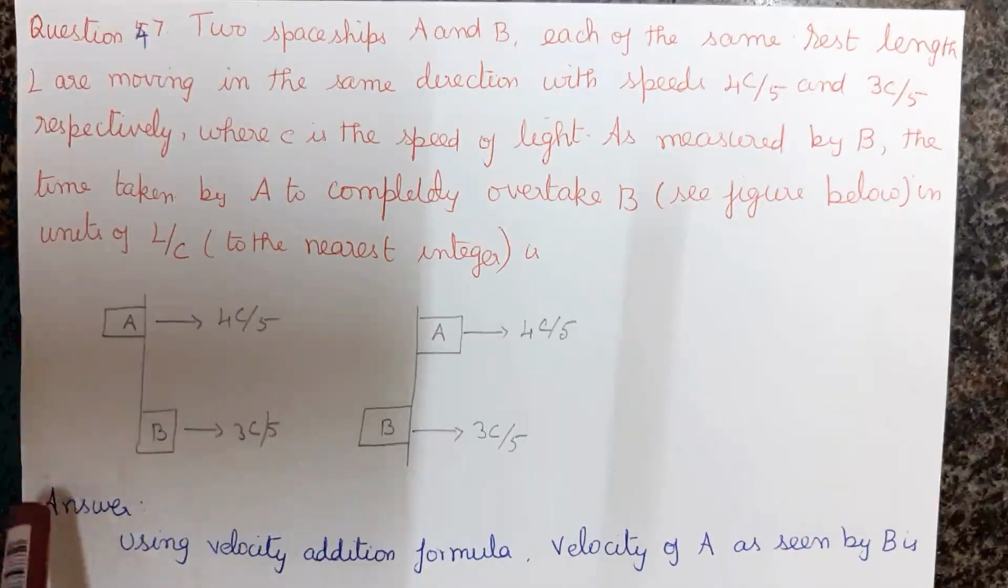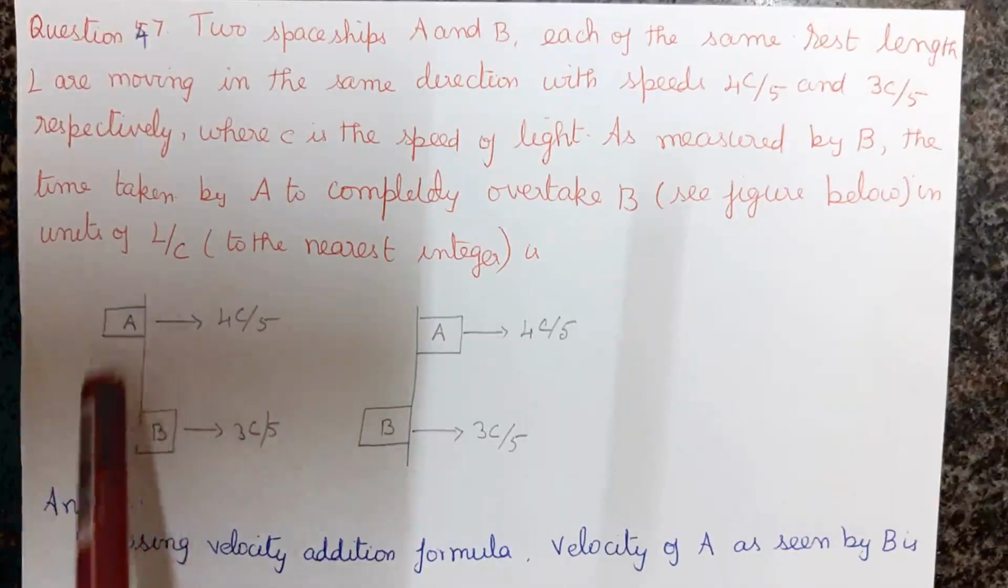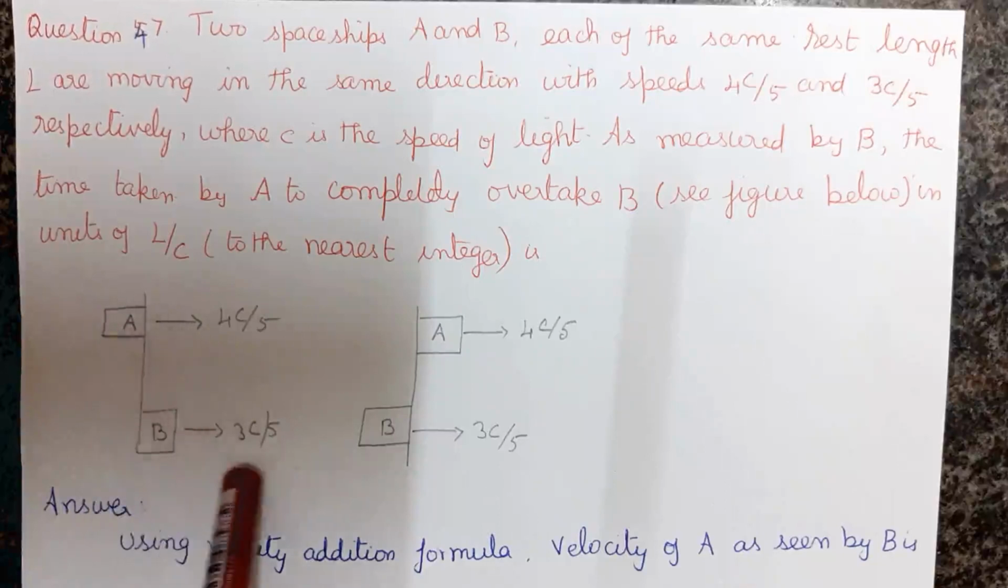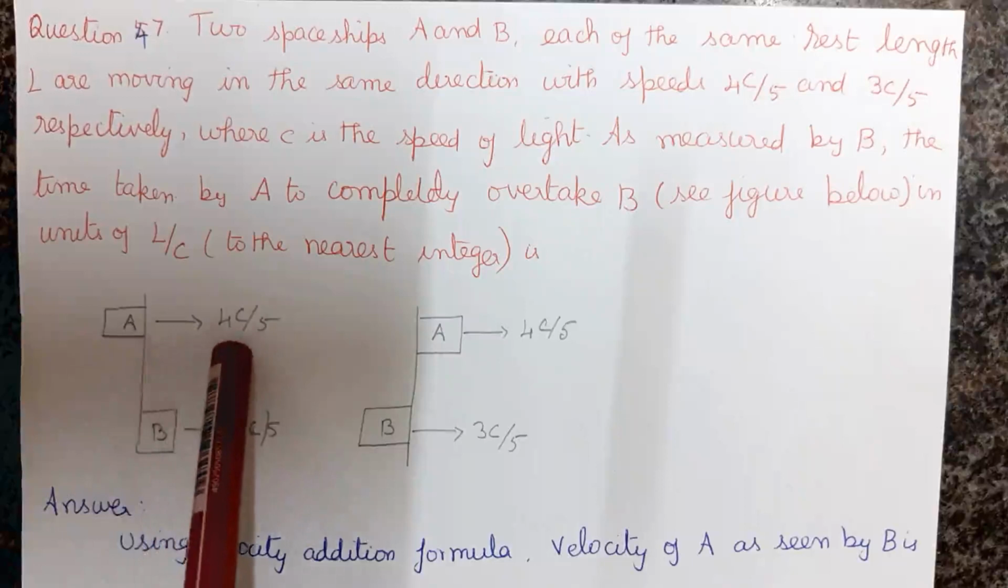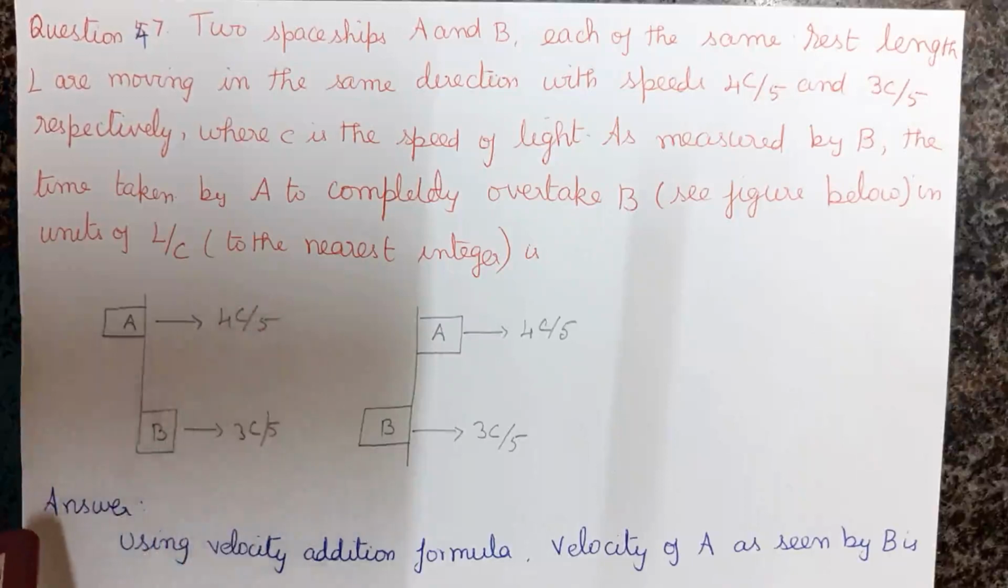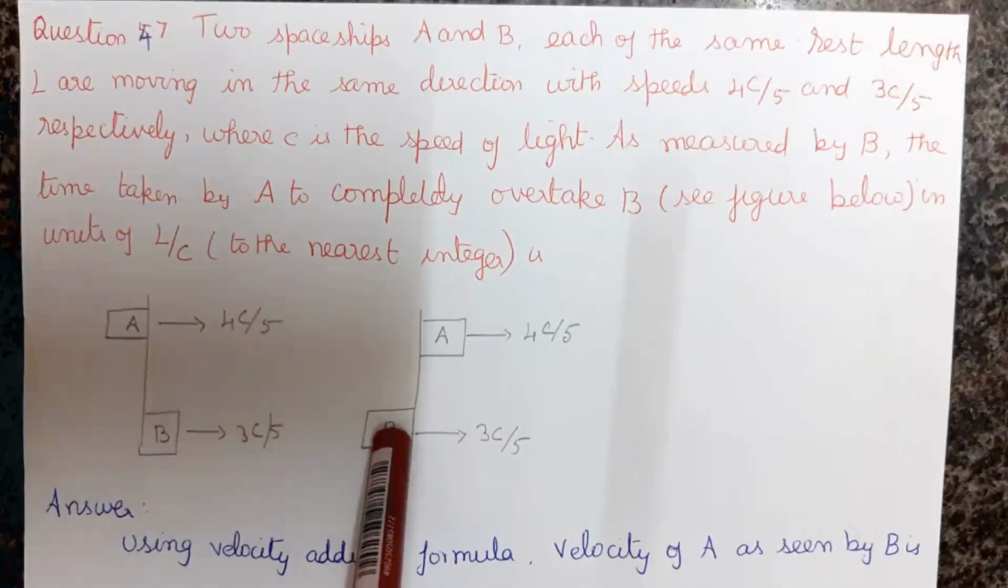So in the question they have given two spaceships A and B. B is moving with the velocity 3c by 5 and A is moving with the velocity 4c divided by 5, and things have been measured from spaceship B, right? What is the time taken by A to overtake B in units of L divided by c is the question. So we have to find the time taken by A to completely overtake B.